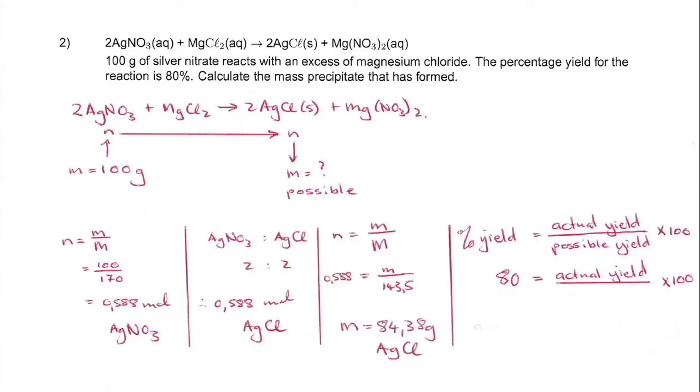So now I've worked out what was the possible yield, right? I could have produced 84,38. So that's going to go in the bottom in my equation. And then it gives you an actual yield of 67,50 grams. I hope most of you got that right.